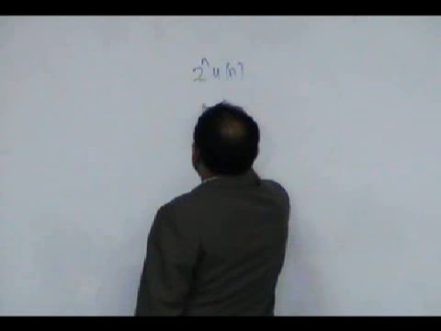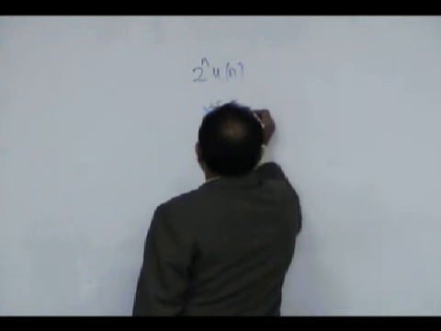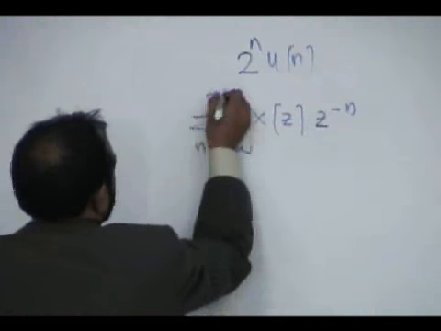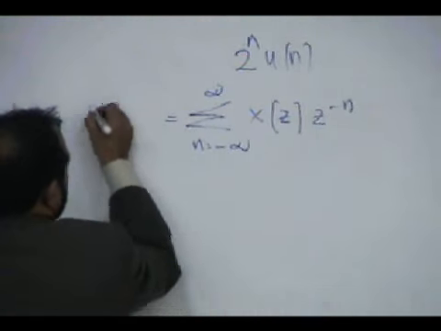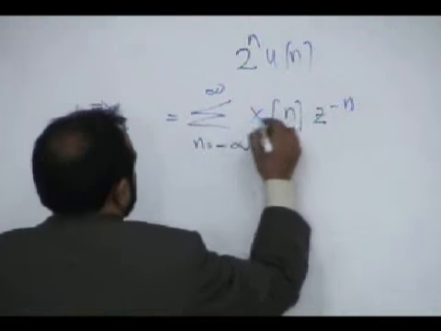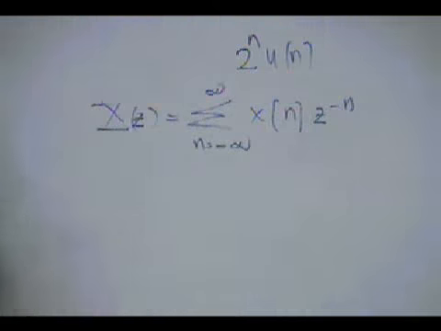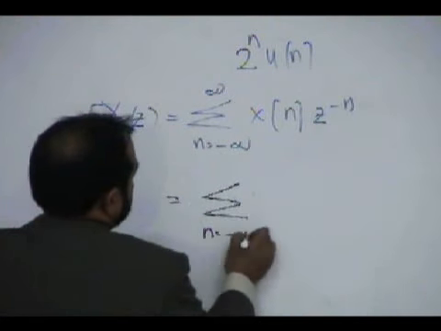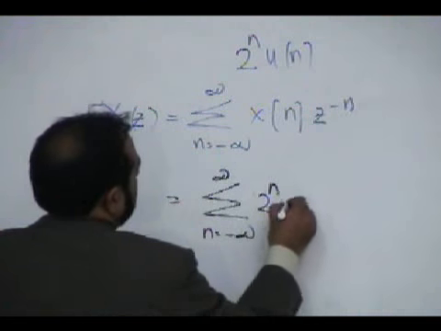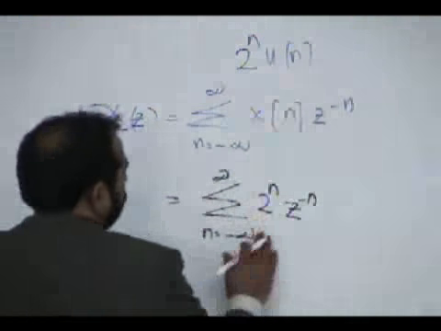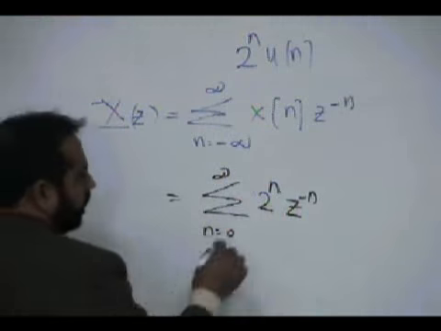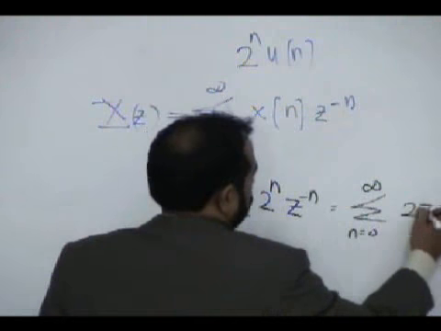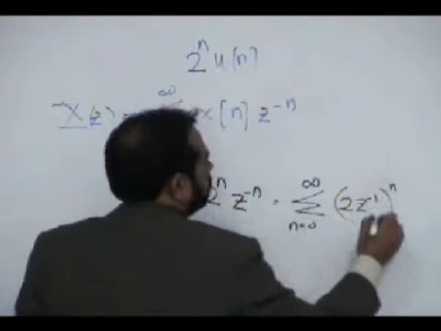You say okay, the formula for z transform is X of z equals the sum over n from minus infinity to infinity of x of n, z to the power minus n. So you put this in the formula. You say n goes from minus infinity to infinity, 2 raised to the power n, z to the power minus n. Because of u of n, you run this summation from 0 to infinity. You rewrite it as n goes from 0 to infinity, 2z inverse raised to the power n.